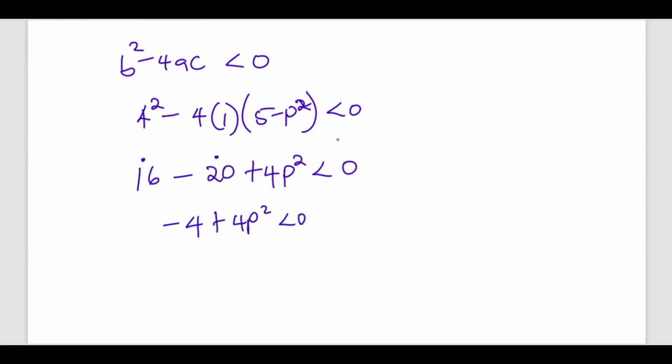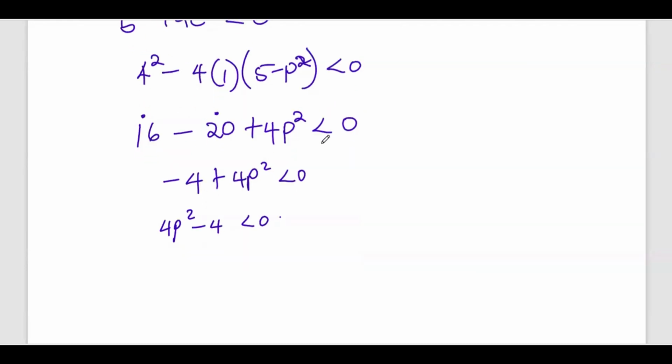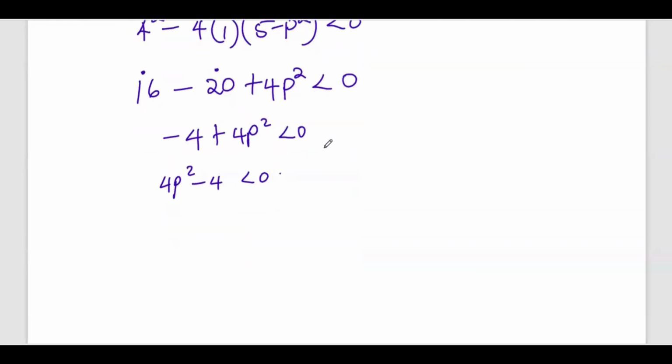So it's your choice how you're going to simplify this further, okay? If you want to use your factors, or if you want to use the quadratic formula, but factors would be much easier in this case, okay? So let's divide through by 4 anyway, just to make life easy for us, so that we have p squared minus 1 is less than 0.